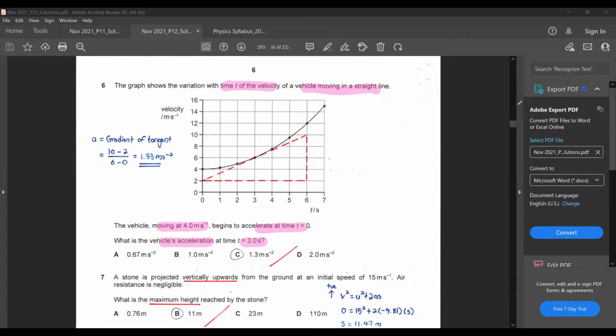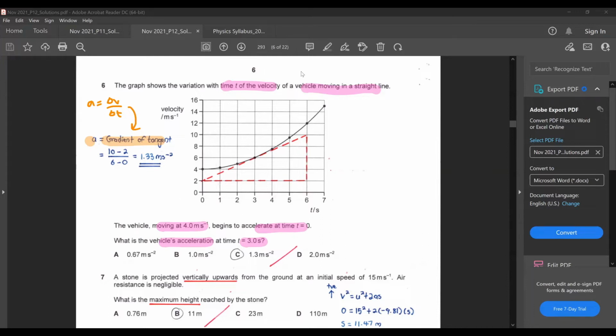Okay, now we know that acceleration is defined as rate of change of velocity. It is actually the gradient of your v-t graph, but specifically it is the gradient of your tangent.